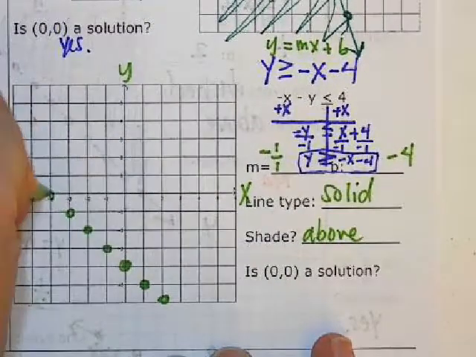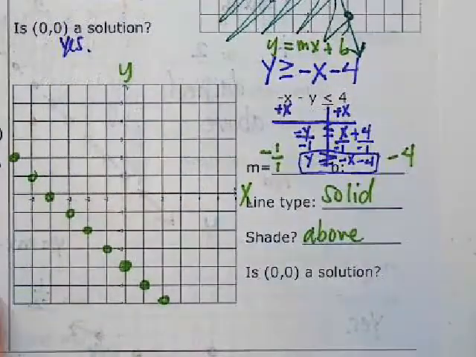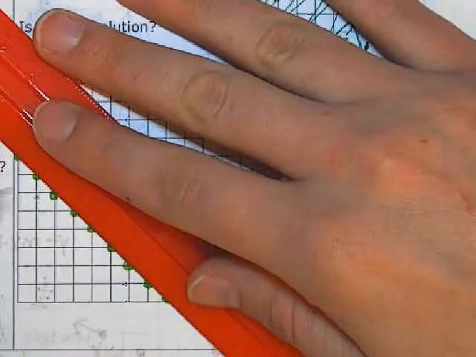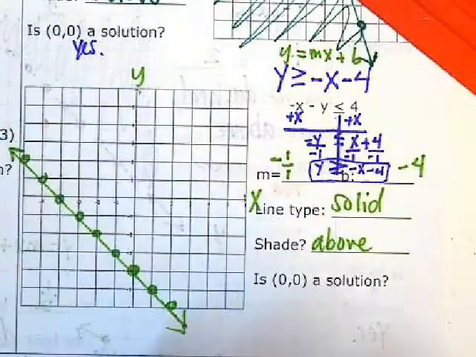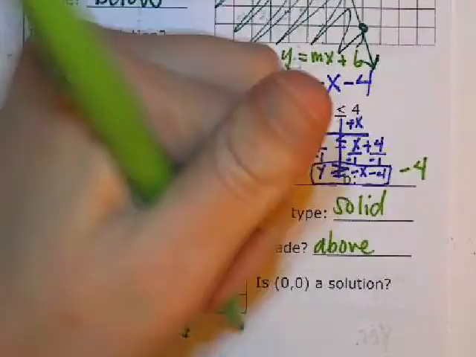Did you tell me to wait? Oh, no, I was saying wait because I was trying to figure out which one it was. Okay, sorry. Solid line, so draw a regular line. Are you sure it's a solid one? Yes. Don't question me like that. You made me second guess myself. Okay. Above or below? Above.